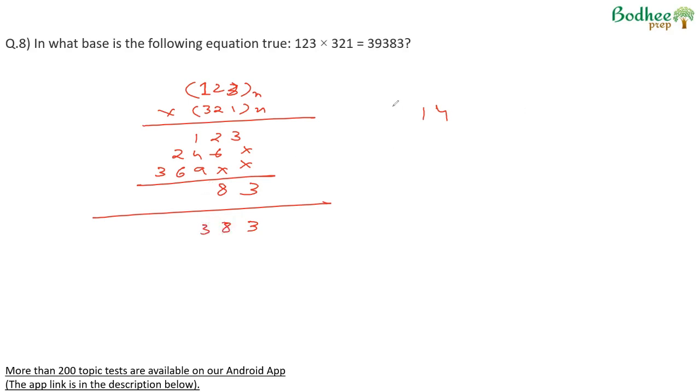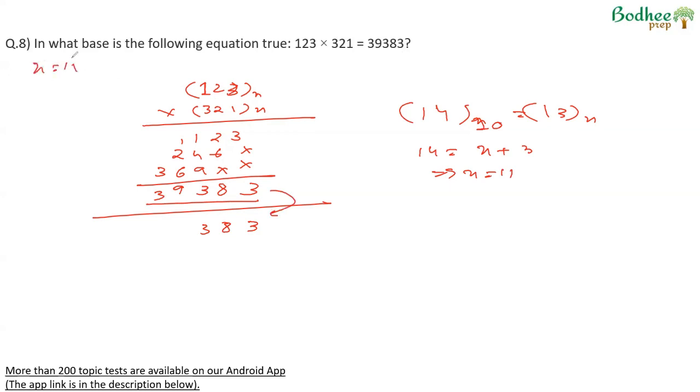So instead of 14 in decimal, the value in this base is only 13. So we can say 14 is equal to n plus 3. n into n raised to power 1 plus 3 into n raised to power 0. The decimal equivalent of this will be n plus 3, which gives us n as 11. So the base is likely 11. So 14 becomes 13, carry forward 1, 6 plus 2, 8 plus 1, 9, 3 as it is, the same number that we are getting in the answer. So the base is simply 11 here, and that is my answer.